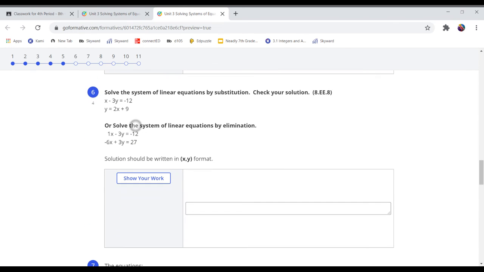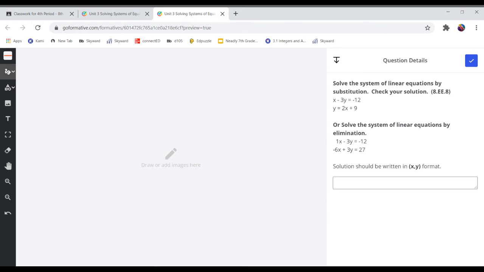Continuing to number 6. Solve it through substitution or elimination. Again, starting with substitution.